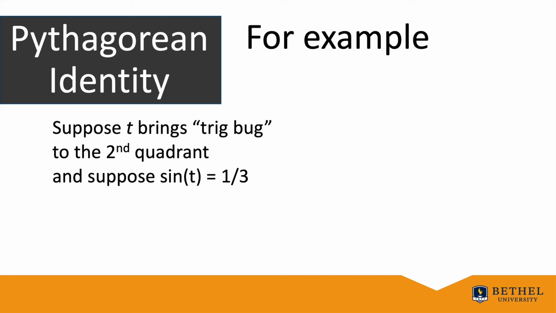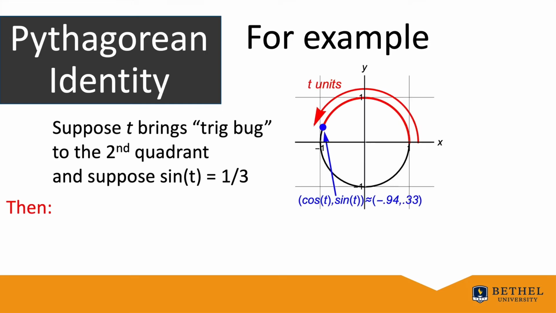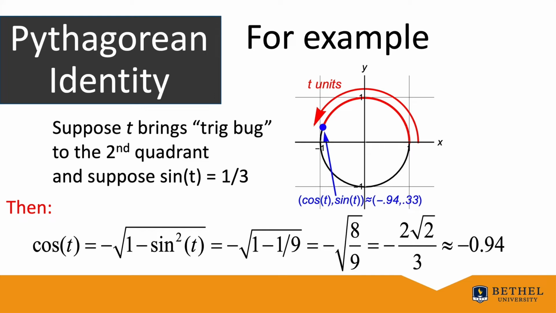Here's a more specific example. Suppose the number t brings Trig Bug to the second quadrant, and suppose sine of t is positive 1/3. The picture would look about like this. Then the cosine, being the first coordinate, has to be negative, and we can say cosine of t is negative square root of 1 minus sine squared t, which is negative square root of 1 minus 1/9, which is negative square root of 8/9, which can be simplified to negative 2 times square root of 2 over 3. That's about negative 0.94, as you also see in the picture.